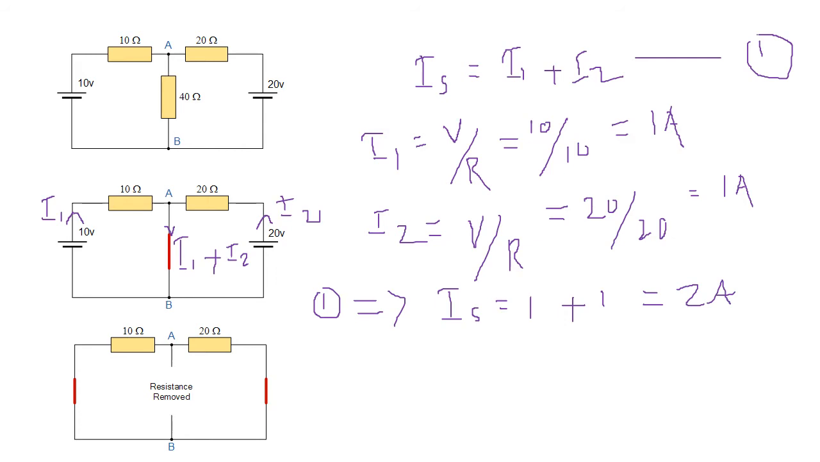Then we have to find the RS. RS means the equivalent resistor of the circuit. So here to find the RS we have to do some more changes.